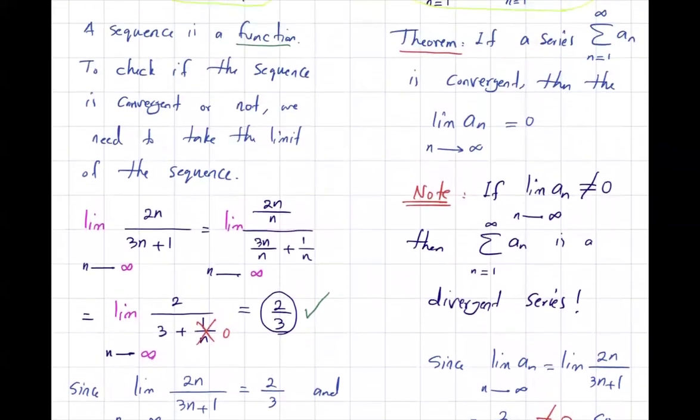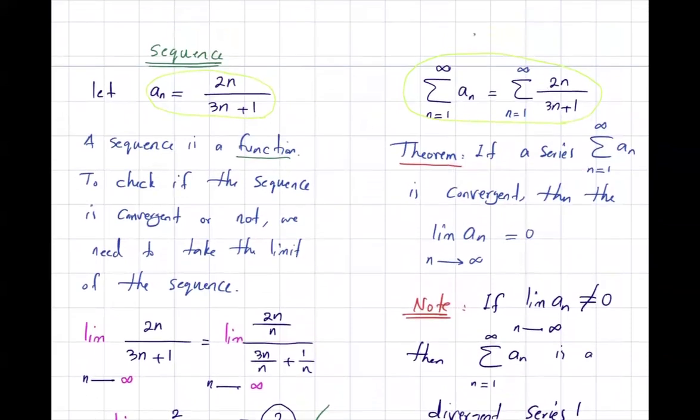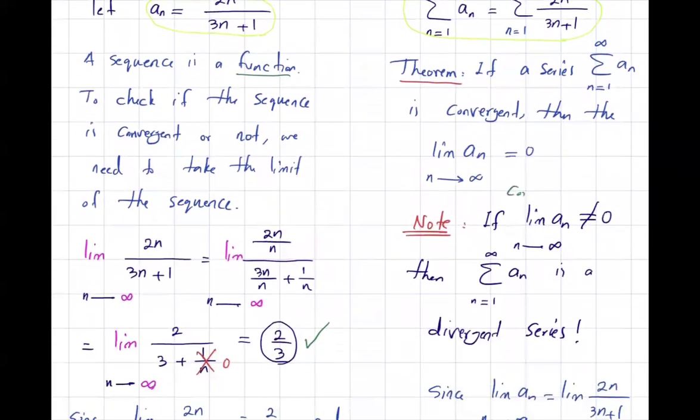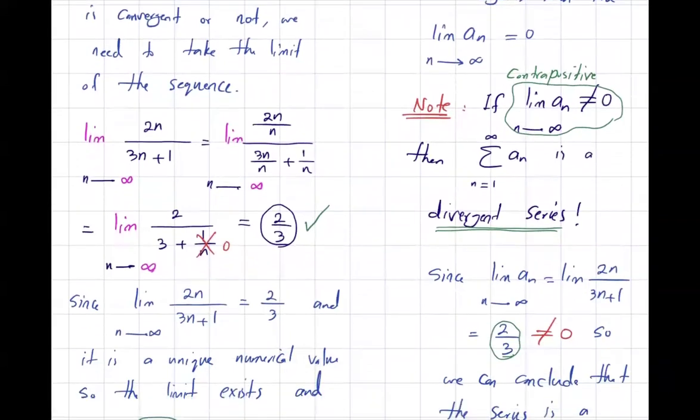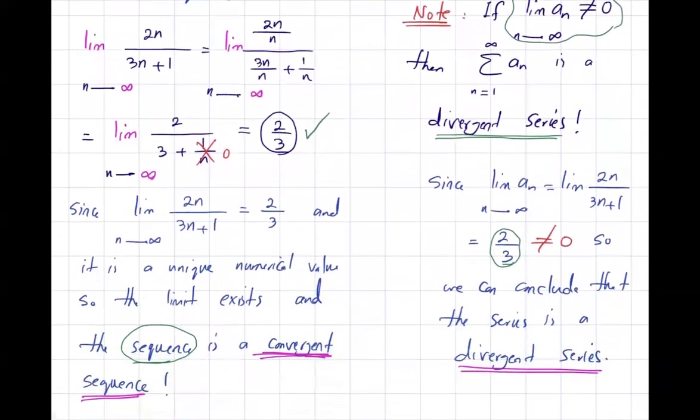But what about the series? If I take this sequence and construct a series out of it, I'm going to check these theorems first. The theorem says if a series is convergent, then the limit of the general term must be equal to 0. And out of that, we found a contrapositive, which says if the limit of the general term is not equal to 0, then for sure you can say that you end up with a divergent series. But we already know the limit of the general term is not 0, it is equal to 2/3. So since the limit of the general term is not 0, for sure you can say that you end up with a divergent series, everybody.